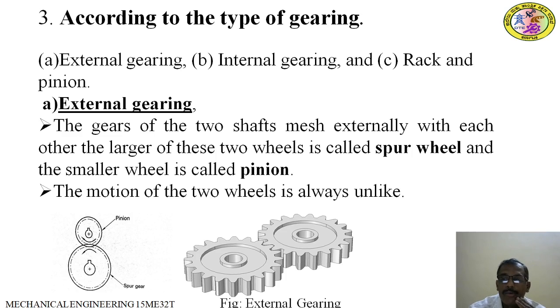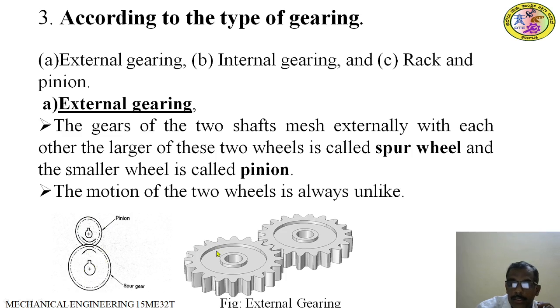In external gearing, the gears of the two shafts mesh externally with each other. The larger of these two wheels is called the spur wheel or spur gear, and the smaller wheel is called a pinion. This is known as a pinion.